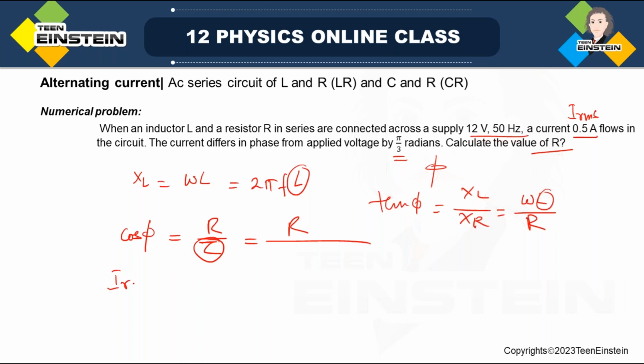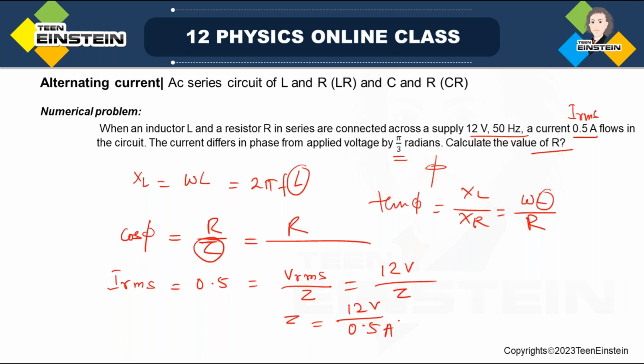Okay, IRMS is 0.5. So this is actually VRMS by Z. So this is how we can get the thing. See, VRMS is given as 12 volt. We have to find out what is Z. So Z will be VRMS by IRMS. So 12 volt by 0.5 ampere. So this will give you ohm, right? How much ohm? 24. Okay, so 24 ohm.